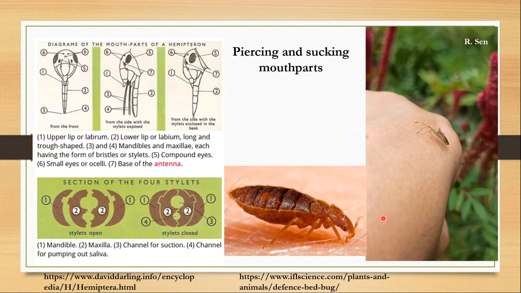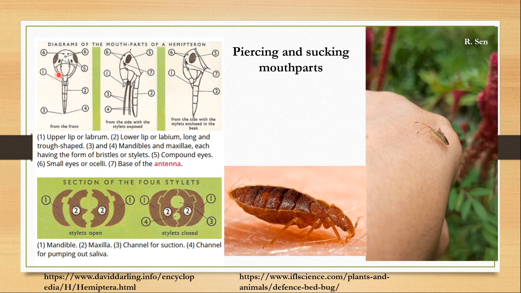Let's talk about the piercing and sucking mouthparts in a little bit more detail. The piercing and sucking mouthpart, commonly known as the beak of the hemipterans, is made of different mouthparts. The upper lip or labrum, the lower lip or labium, and the mandibles and maxillae together form the beak.